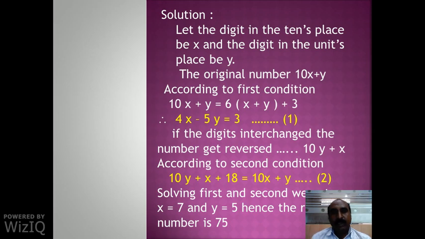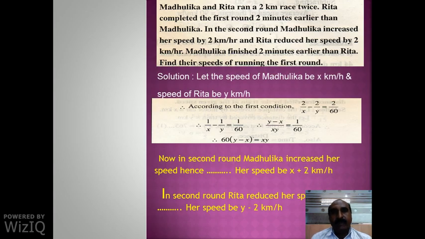Now, if the digits are interchanged, the number gets reversed. That means our number becomes 10y plus x. Now, according to the second condition, our equation becomes: 10y plus x plus 18 is equal to 10x plus y. Now, solving the first and second equations, we will get x is equal to 7 and y is equal to 5. Hence, the original number is 75. The second example is here.